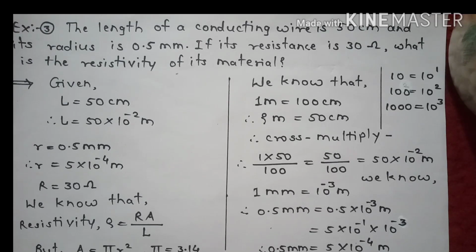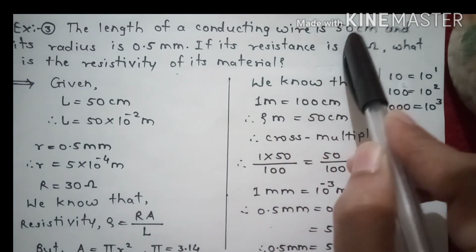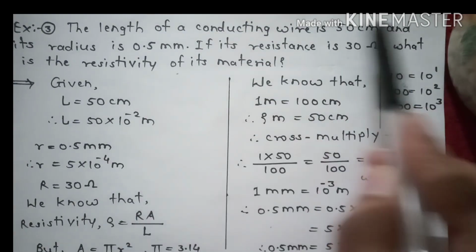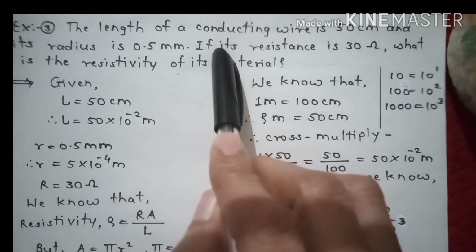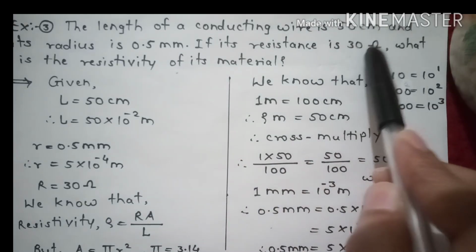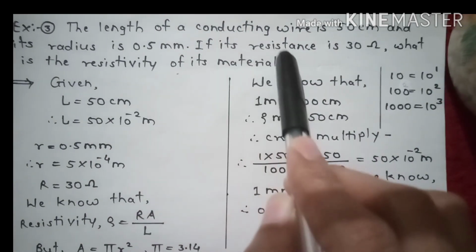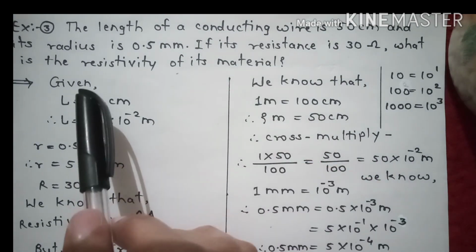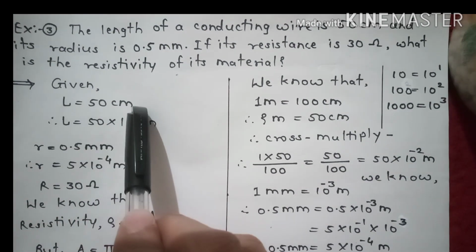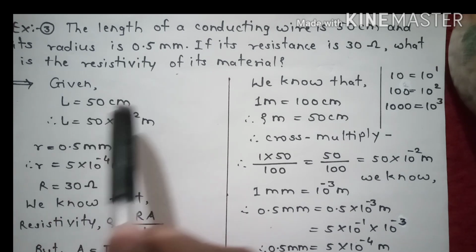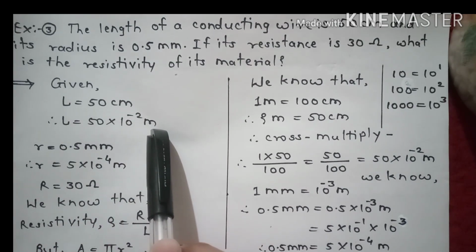Now example number 3. The length of a conducting wire is 50 centimeter and its radius is 0.5 millimeter. If its resistance is 30 ohm, what is the resistivity of its material? Now here we will write first of all given things. L is equal to 50 centimeter. L means length. So here this centimeter we will convert it into meter.